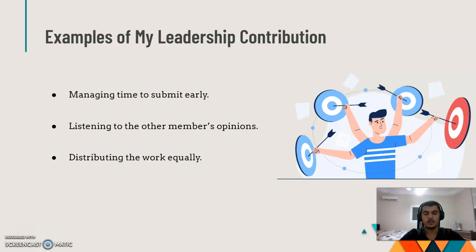And then lastly, you have distributing the work equally. We had to distribute the work equally and fairly, so no stress is added on any of the members, and so that the work will get done faster.